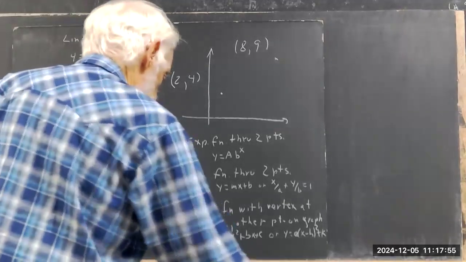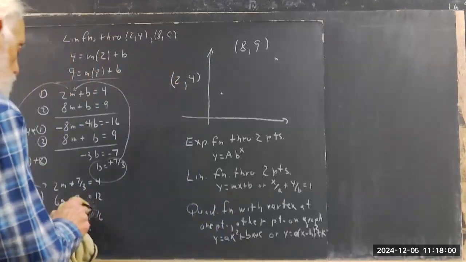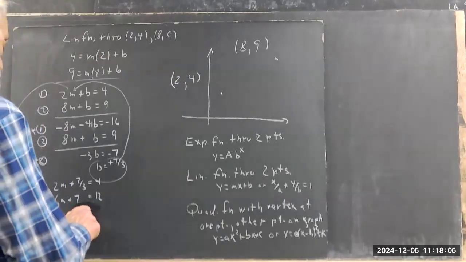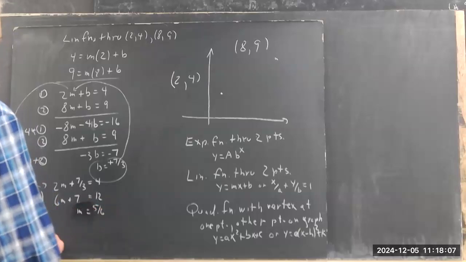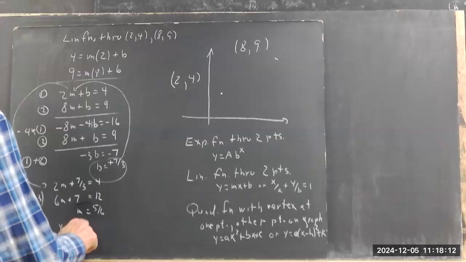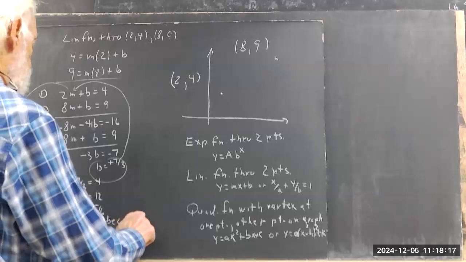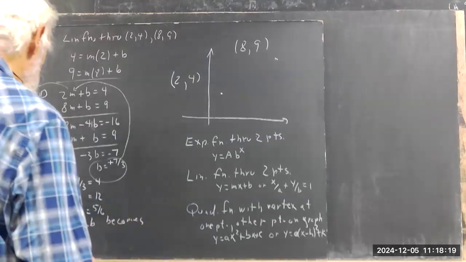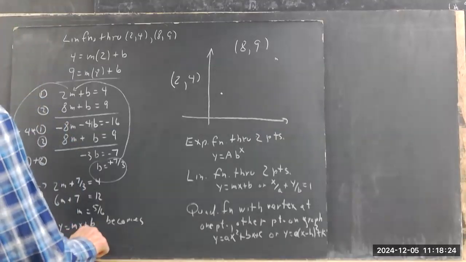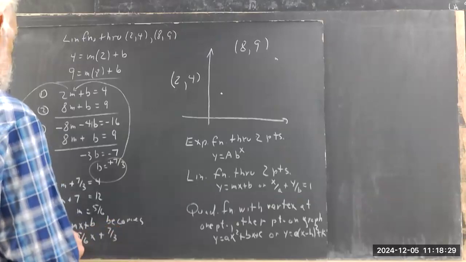And that could be written a little more clearly. So, a quick correction. y equals mx plus b becomes y equals 5/6 x plus 7/3.